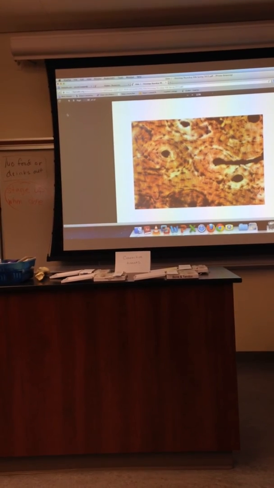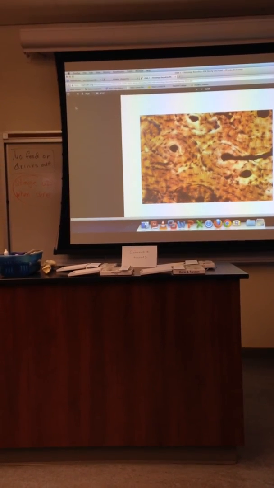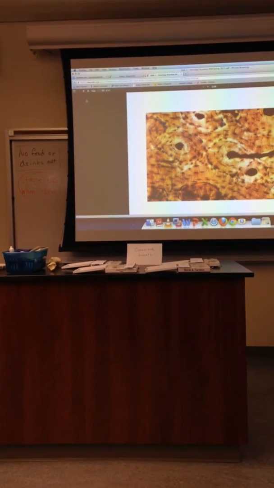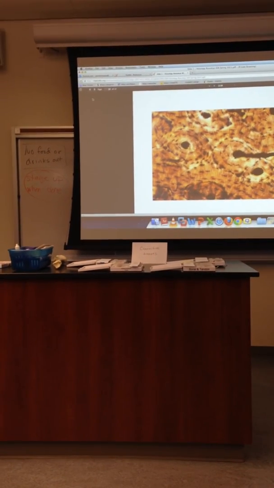Good. Is compact bone an epithelial tissue or a connective tissue? Connective. Connective tissue. On the test, I'll ask you to include epithelial or connective tissue.